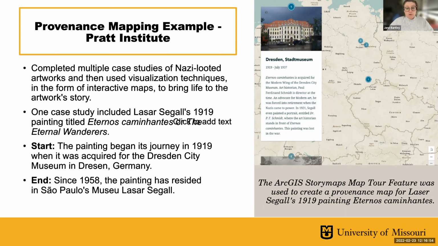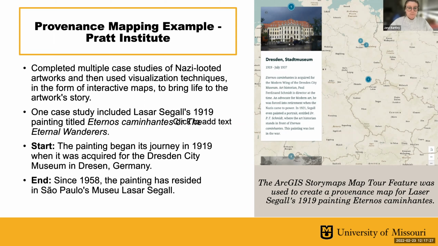As part of the graduate program, the Pratt Institute completed multiple case studies that focused on Nazi-looted artworks. They then used these really neat visualization techniques in the form of interactive story maps to bring the artwork story to life. In this example, the researchers used a software program called ArcGIS Story Maps. I've included a screenshot here on this slide, but keep in mind, it is interactive. If you go to the website, you can actually click through the timeline of the piece of art, which is really neat.